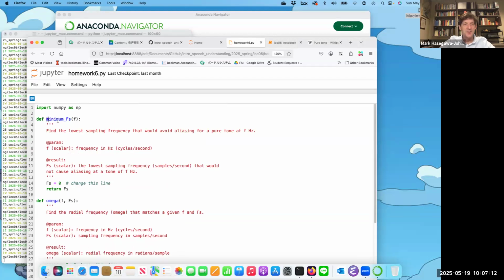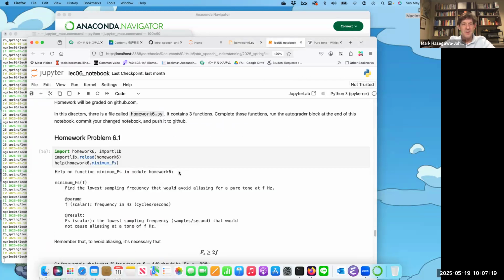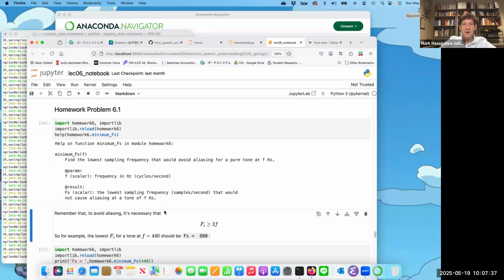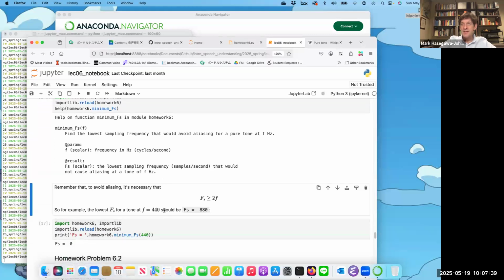They're just calculations. Minimum fs finds the lowest sampling frequency that would avoid aliasing for a pure tone at f hertz. So let me go ahead and print the docstring. Find the lowest sampling frequency that would avoid aliasing for a pure tone at f hertz, where f is a scalar, the frequency in hertz, in cycles per second, and what it should return is fs, which is the lowest sampling frequency that would not cause aliasing. And this is just simple math. This is just, can you recognize that fs has to be at least 2 times f?